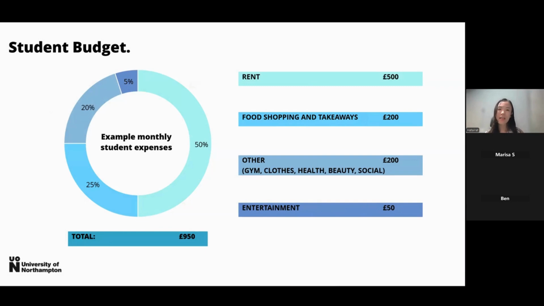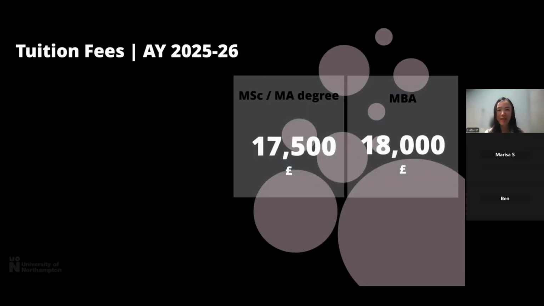About budget, it's recommended that students prepare around £1,000. This will be inclusive of rent, food, shopping, entertainment, clothes, and all. So we recommend that students prepare around £1,000 for their living expenses in Northampton.